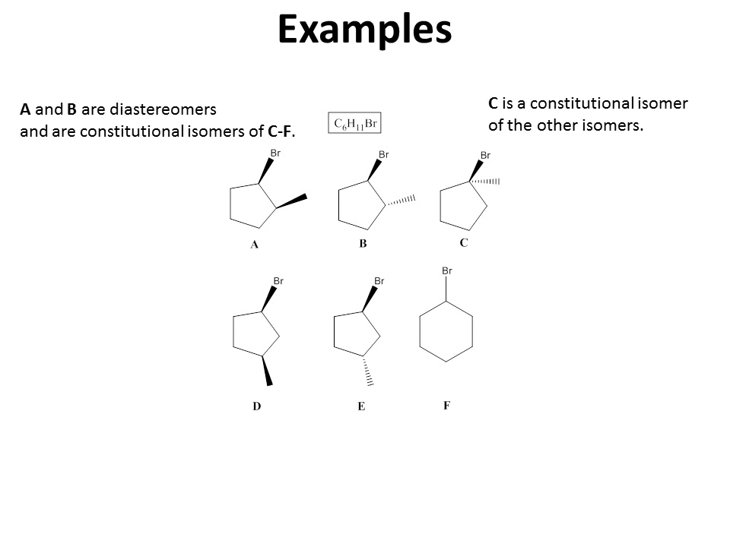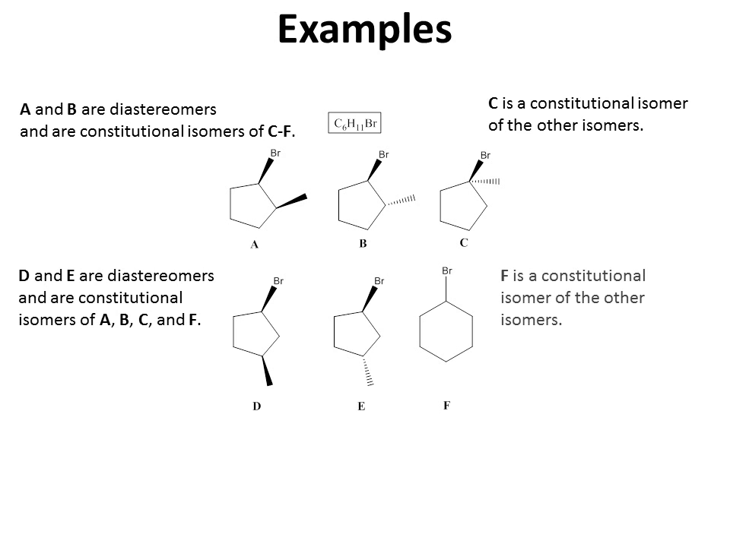In every other case, D and E are diastereomers of each other. The bromine and CH3 group are on the same side, cis in D, but they're trans in E. They are all constitutional isomers of A, B, C, and F, again because we've moved the position of the CH3, and in the case of F, we've expanded the ring. F, the only six-sided ring represented here among the isomers, is thus a constitutional isomer of all the other isomers shown here.